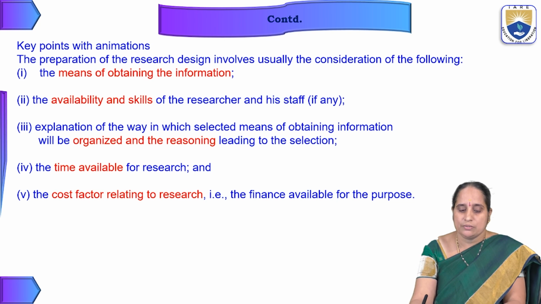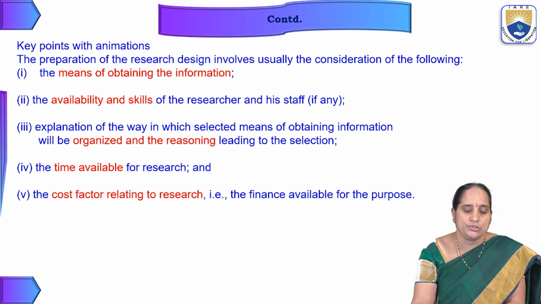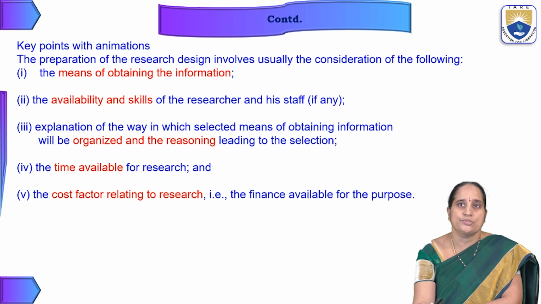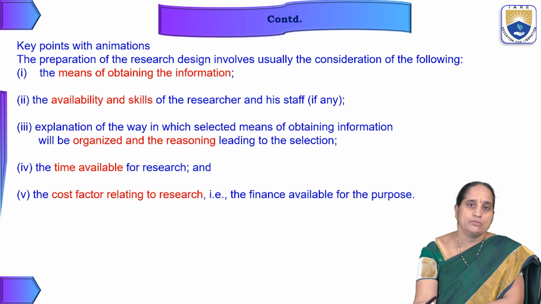Then the explanation of the way in which they are going to select the means of obtaining information. We need to arrange the data properly, the organization of data. Then there should be some logical relationship between the variables you have chosen for the study. That's how we select the problem, and we select the appropriate research design. Then the time available for research. How much time is necessary to carry out the research. That we also need to specify in the research design.